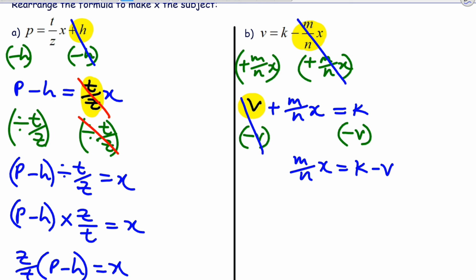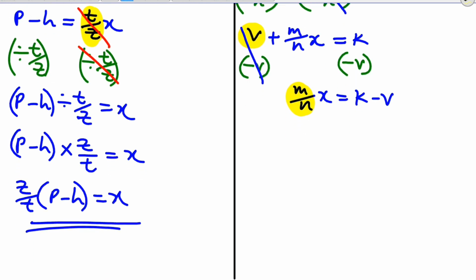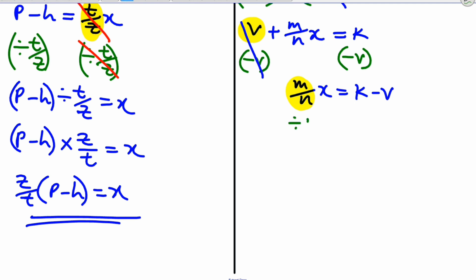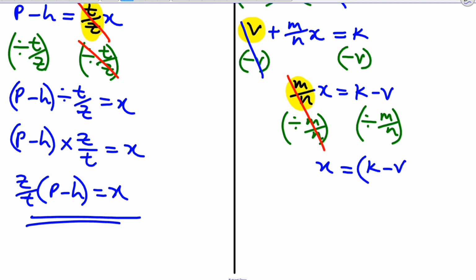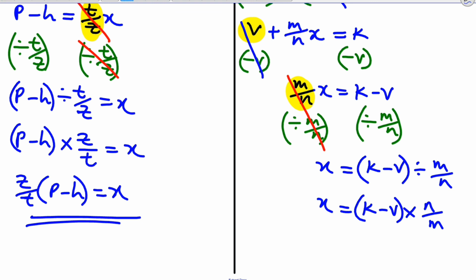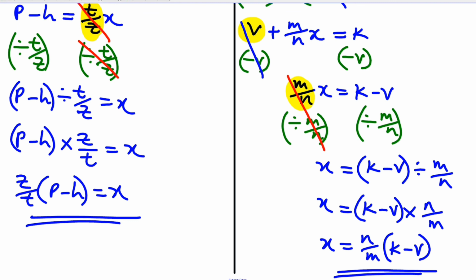And then again by inspection, you can see that m over n is multiplied by x. The opposite of multiplying by m over n is dividing by m over n. So divide by m over n. So this divided by that will be equal to 1. So x will be equal to k minus v divided by m over n. And this can be written as k minus v multiplied by n over m. Or we can bring n over m in front, and we have a better equation. Okay? And that will be the final solution.